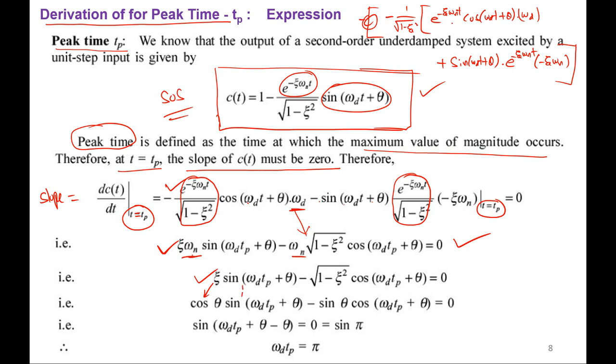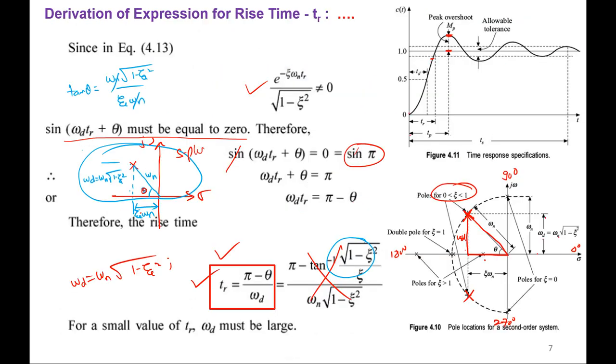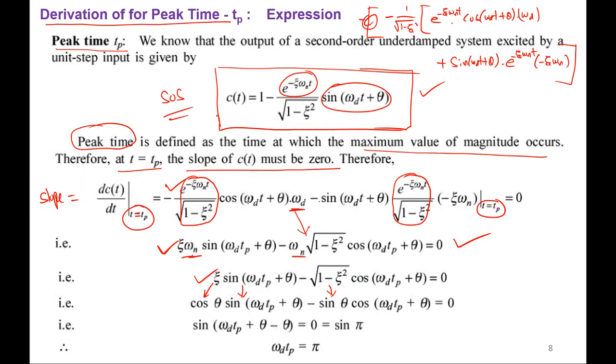This sin theta they have written as it is, minus root of 1 minus z square. Root of 1 minus z square is nothing but sin theta, because sin theta equals opposite by hypotenuse. The opposite is omega n root of 1 minus z square divided by omega n. Omega n will get cancelled. So sin theta is root of 1 minus z square. So substitute for the root of 1 minus z square as sin theta. We have substituted this cos as it is.